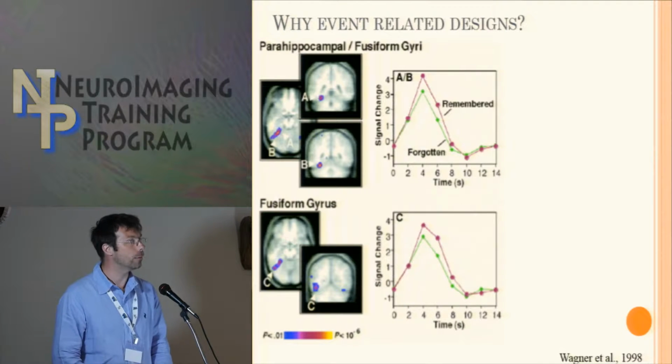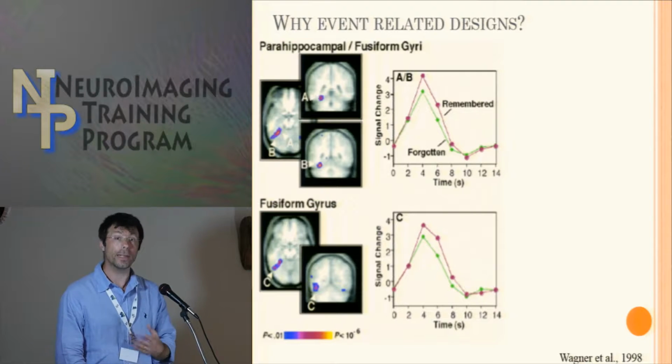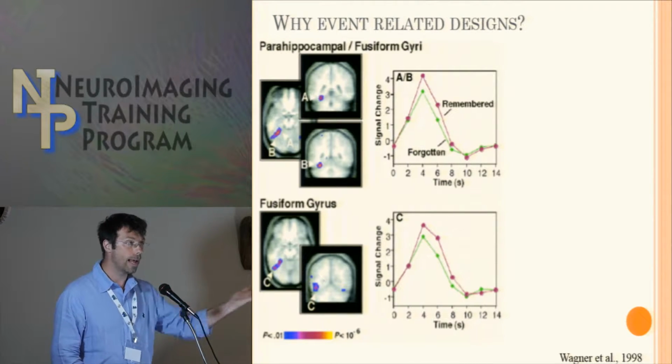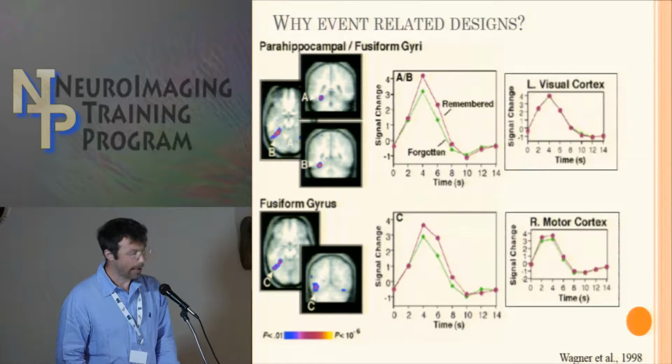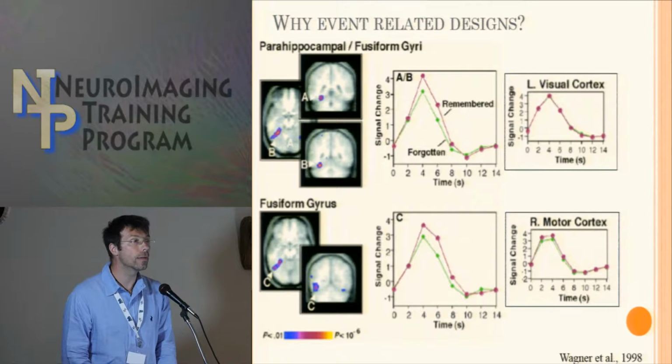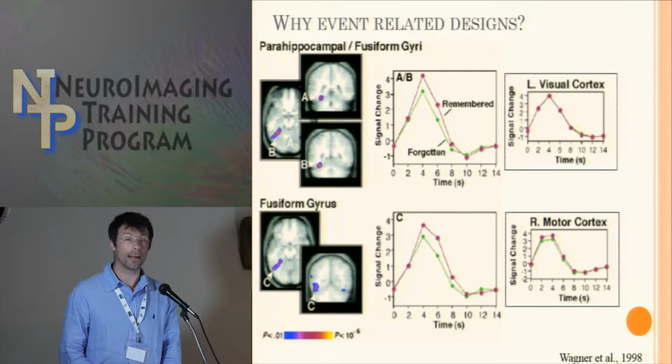You can only do this after. And if you had a sort of, you can't even create a block design, right, doing this. This would be another great reason to use a slow event-related design. Interestingly enough, you might see real differences when you look into the parahippocampal or fusiform gyri in terms of the remembered answers that tend to have sort of higher responses versus the forgotten ones that tend to have lower responses, right? So they wouldn't have been able to do this if it weren't for a slow event-related design.